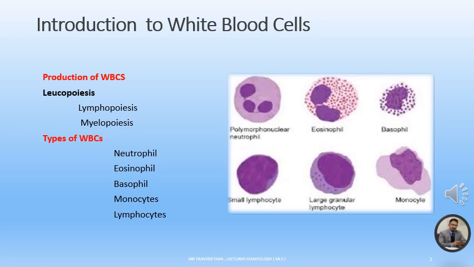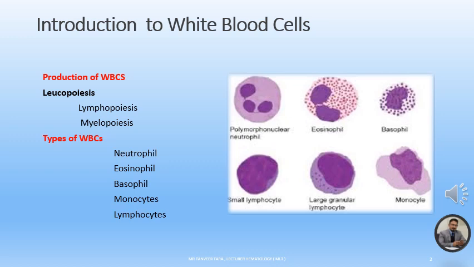So while starting the introduction to WBCs, the term white blood cells is also called leukocyte. The major function of leukocytes, or white blood cells, is to protect the body against invasion of extrinsic pathogens and to save the organism.